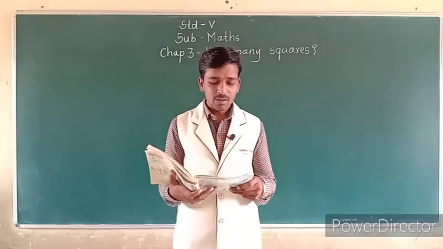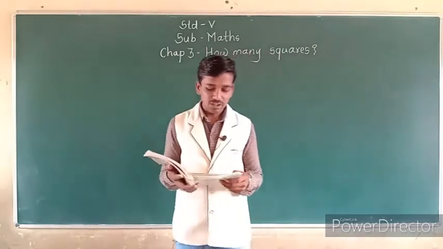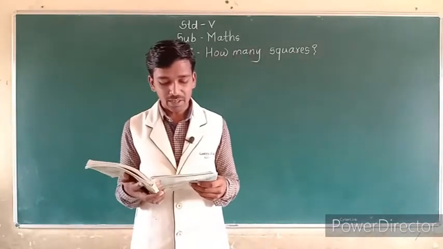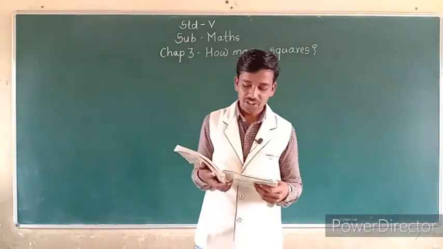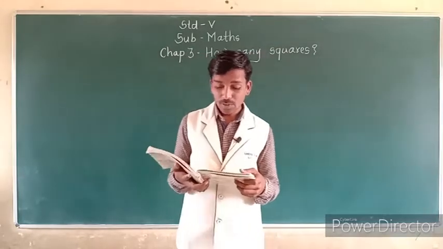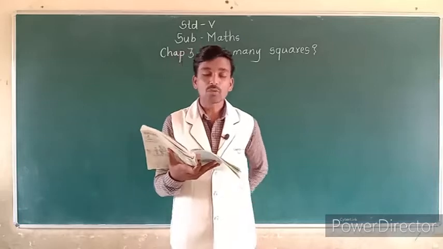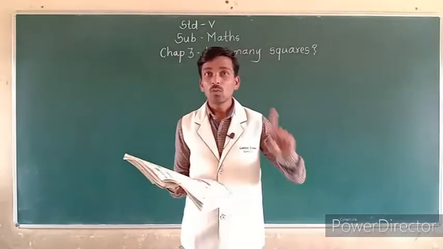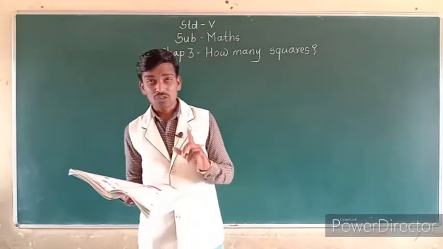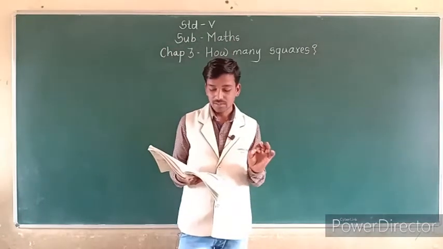I will read: measure the side of the red square on the dotted sheet. Draw here as many rectangles as possible using 12 such squares. In one shape how many squares? In one shape 12 squares.